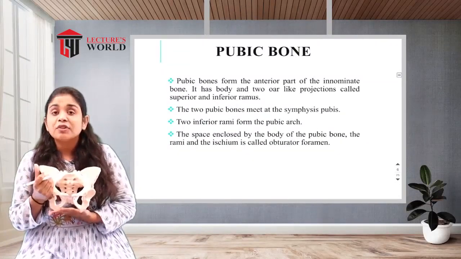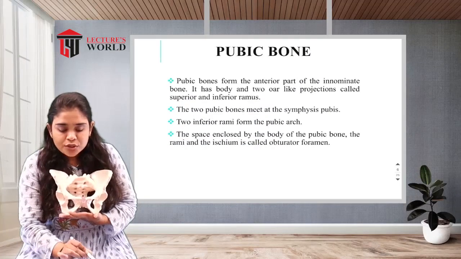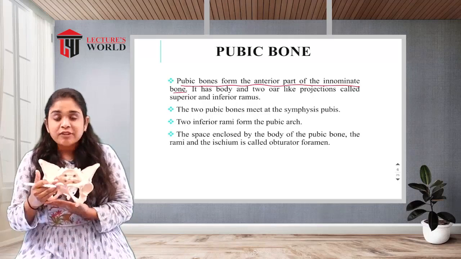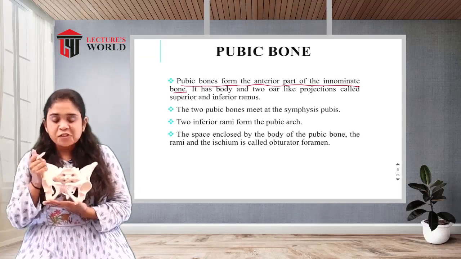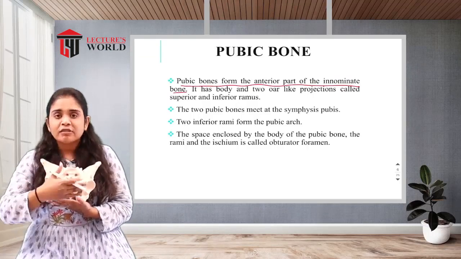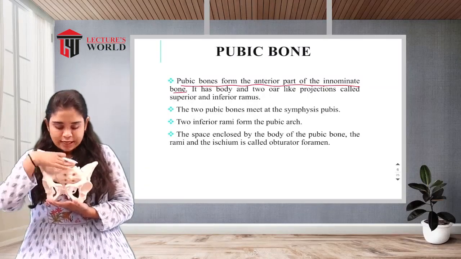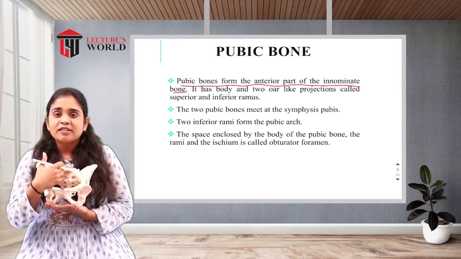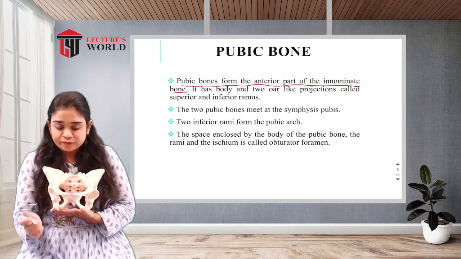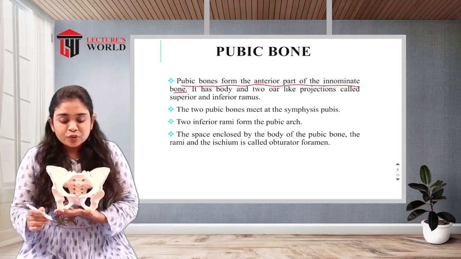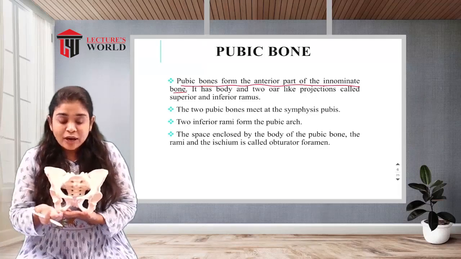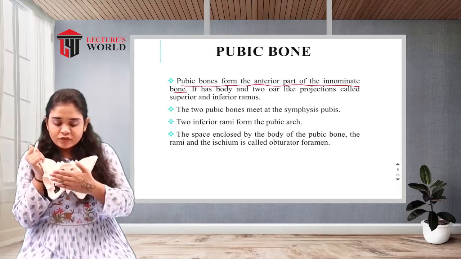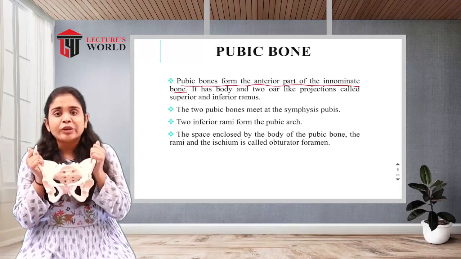Now we'll be talking about the pubic bone. The pubic bone forms the anterior part of the innominate bone. So this is the female pelvis, and this part we can consider the anterior part, and here the sacrum is there, which we consider the posterior part. The pubic bone forms the anterior part of the innominate bone.